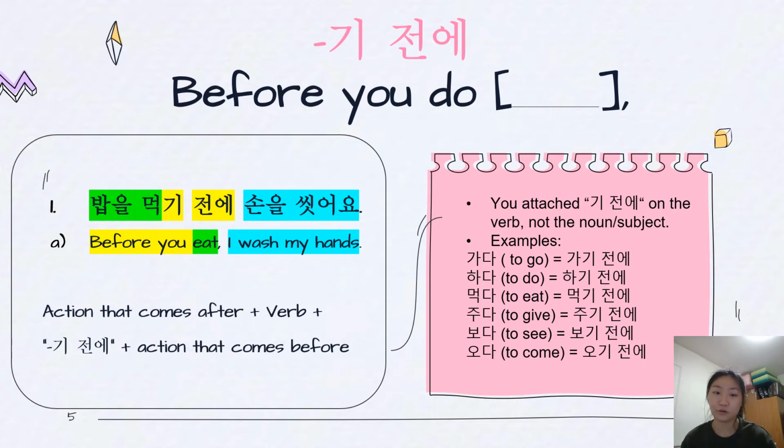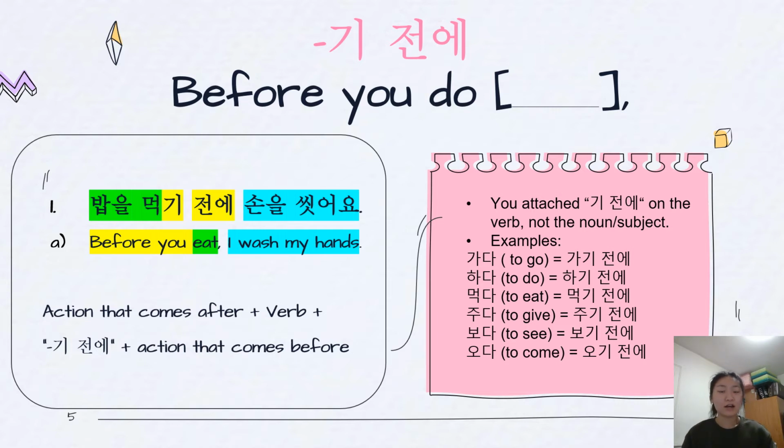Then you would add your verb. At the end of your verb, you would attach 기 전에, and then you will end the sentence with the action that comes before. You would attach 기 전에 on the verb. Make sure you do not attach it to the noun or the subject of the sentence.